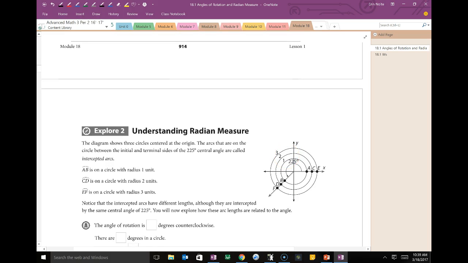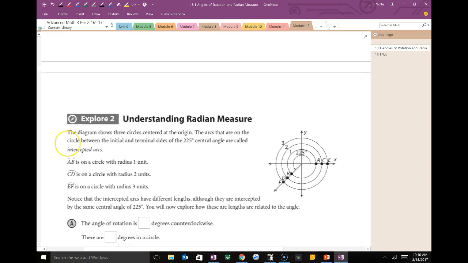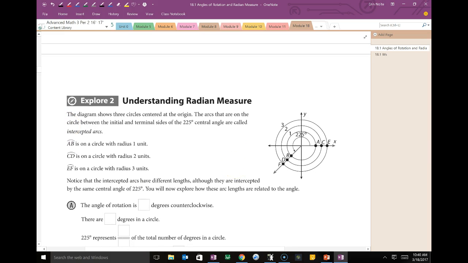The next part of this is understanding what a radian measure is. This is introducing this new measurement to you. The way they do this is they use the idea of the circle, its radius, and an arc length. To figure out what radian measure is, they show this picture with three separate arc lengths.